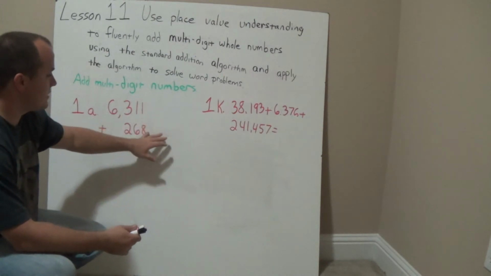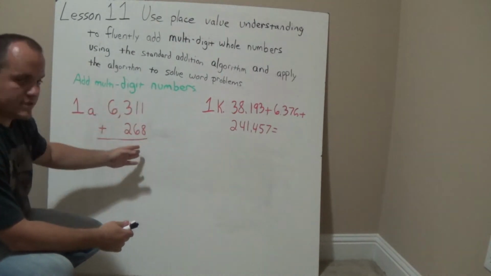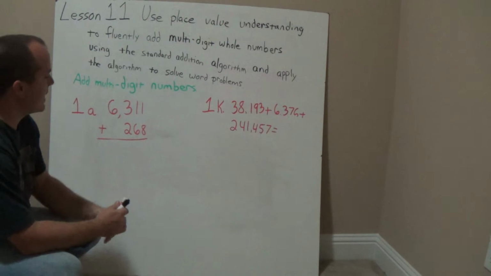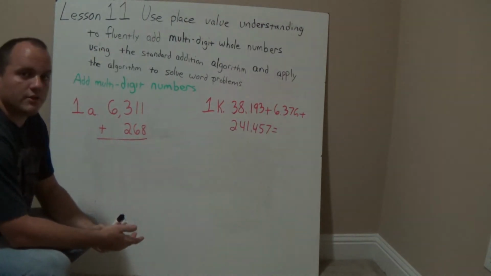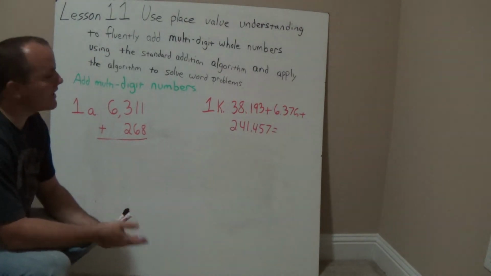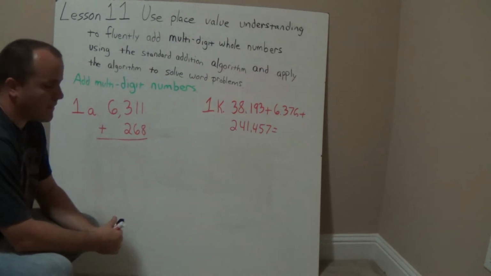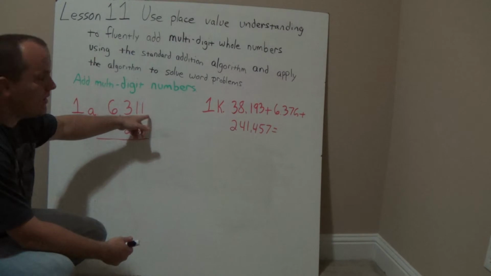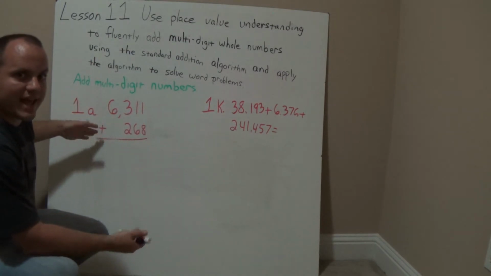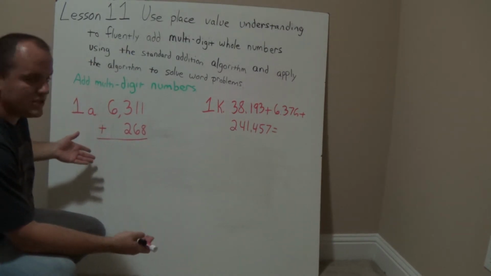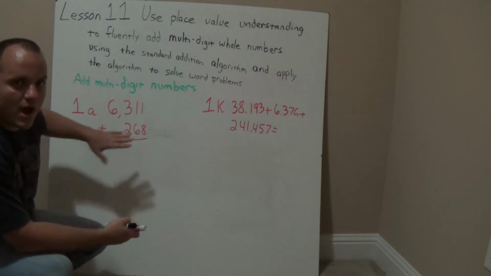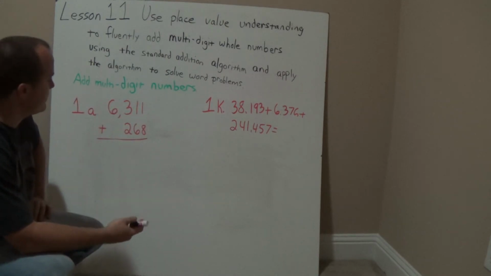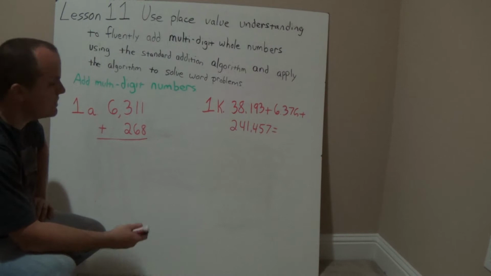My ones place is on top of my ones place, my tens are together, my hundreds are together, my thousands are together. Just like when we learned way back in kindergarten, first, second grade, we want to make sure that we remember how to add. That's all we're really doing here, basic addition. No matter how long my number is, if I can add 2 or 3 one-digit numbers, I can solve any problem I get approached with when it comes to adding multi-digit numbers.